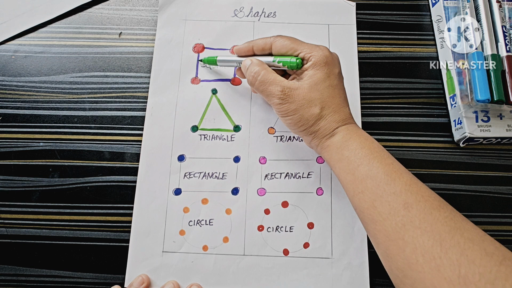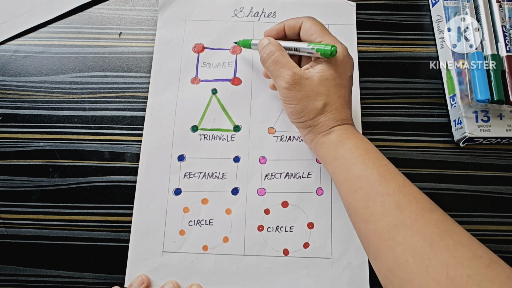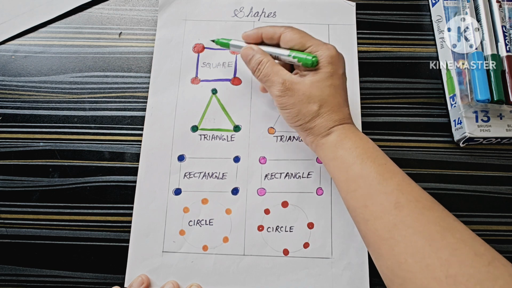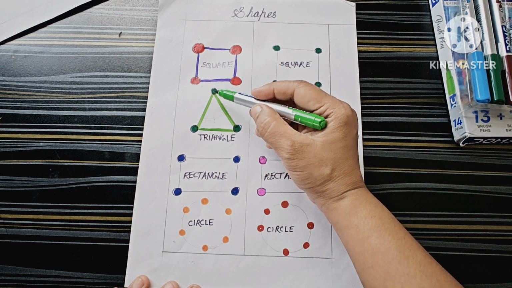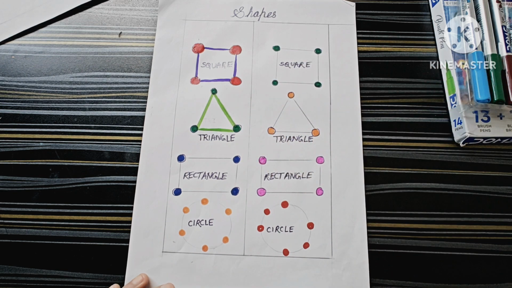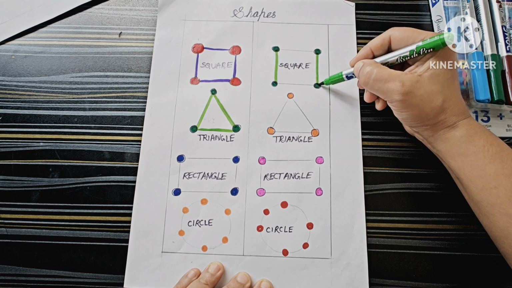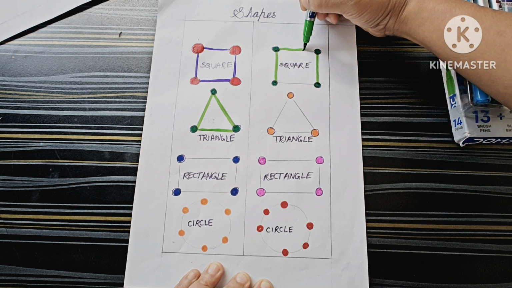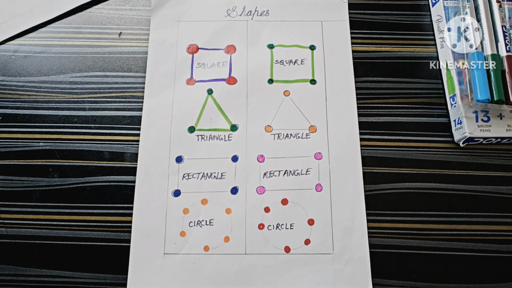Let us count the sides. 1, 2, 3, 4. 4 sides. And these dots are the corners. 1, 2, 3, 4. 4 corners. In this triangle, we have 3 corners. Let us count. 1, 2, 3. 3 corners. This is a square. A square has 4 sides, 4 vertices and 4 angles, and all sides are equal.